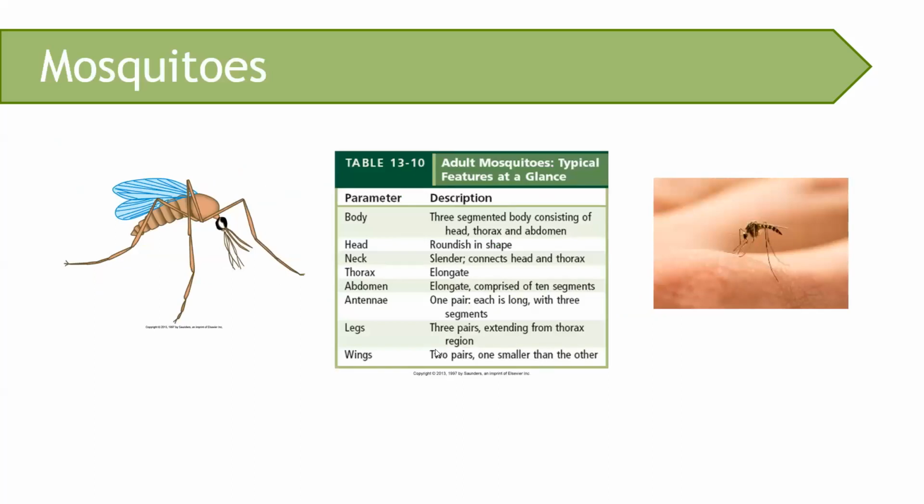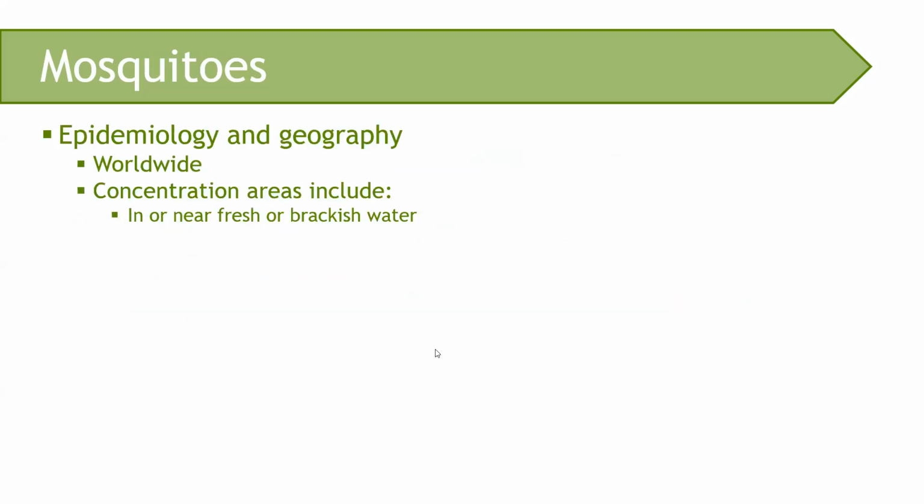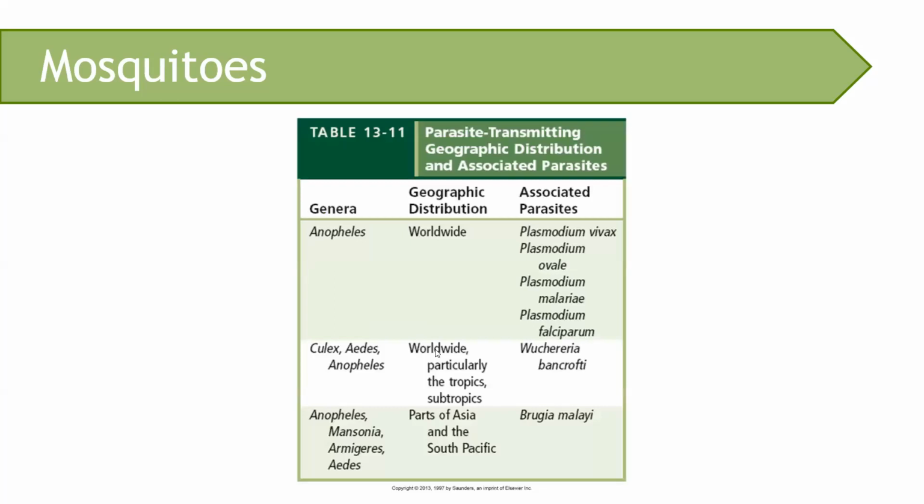Of course, the mosquito is also capable of transmitting infection. It can be an essential part of the life cycle of the parasite. Mosquitoes can be found worldwide, and we have here the genera of the mosquitoes. Anopheles, as we all know, transmits malarial parasites. Culex, Aedes, and Anopheles transmit Wuchereria bancrofti. Anopheles, Mansonia, and Aedes transmit Brugia malayi.